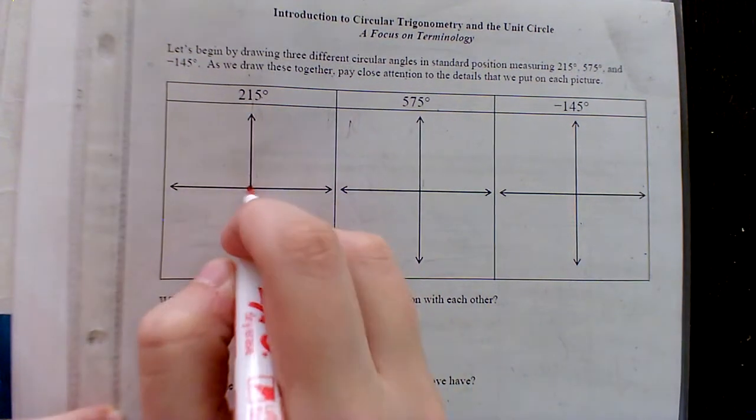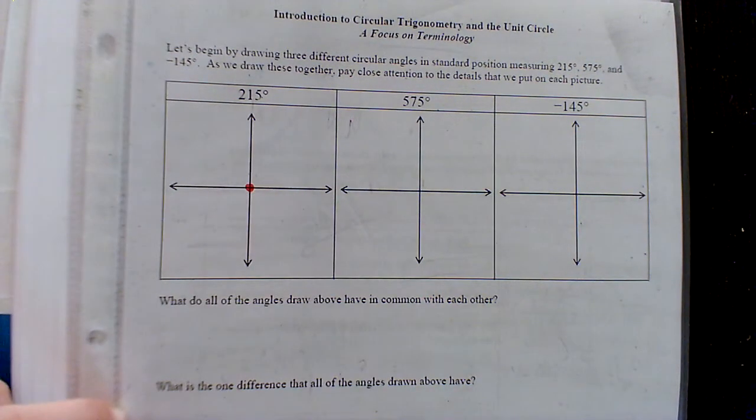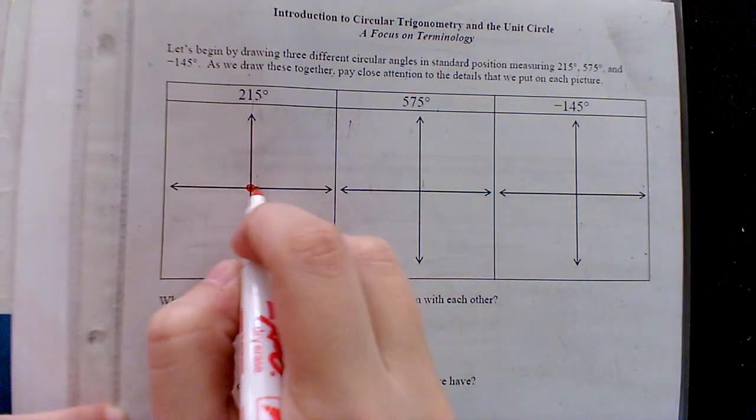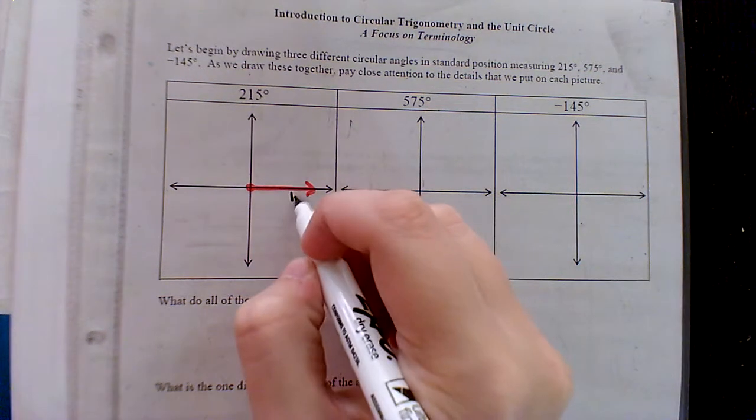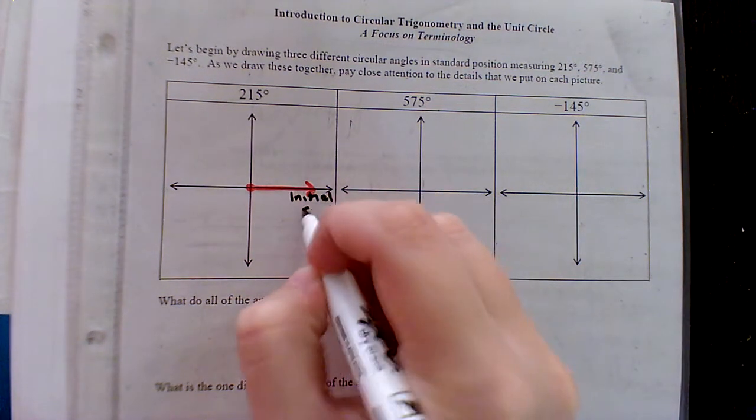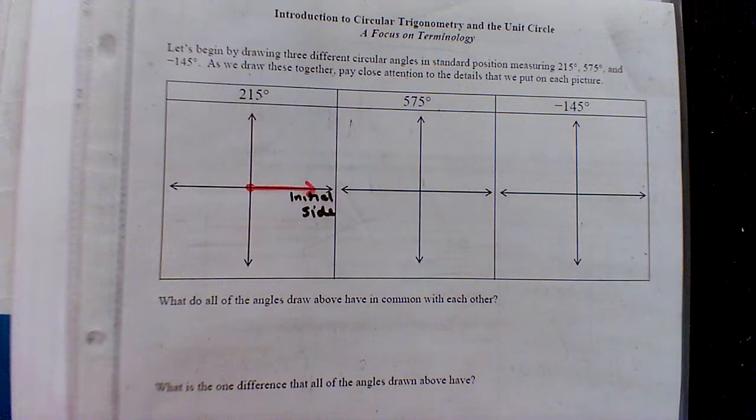So when you draw an angle, at least in terms of a coordinate plane, you see how we have a graph there, an x and a y axis. We always start on what's called the initial side. It's an arrow or a ray that starts on the positive x-axis. So we're going to go ahead and label this the initial side. Initial meaning your starting side.